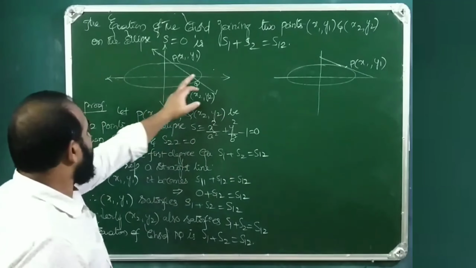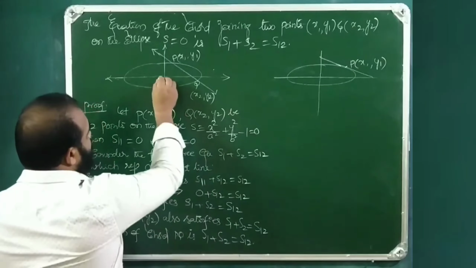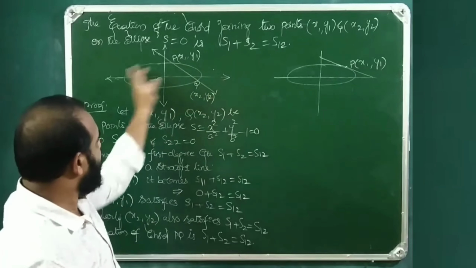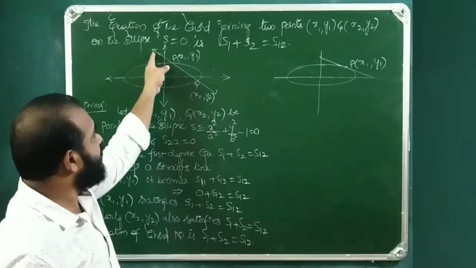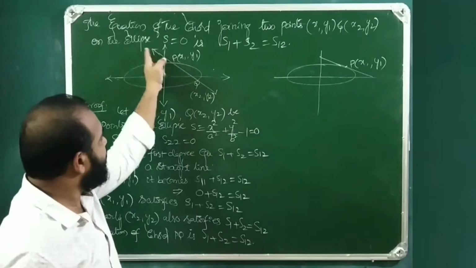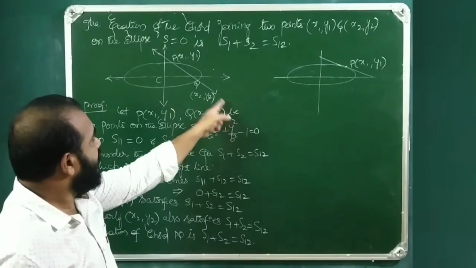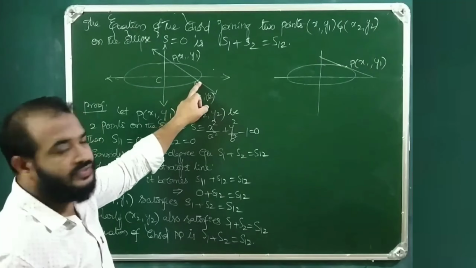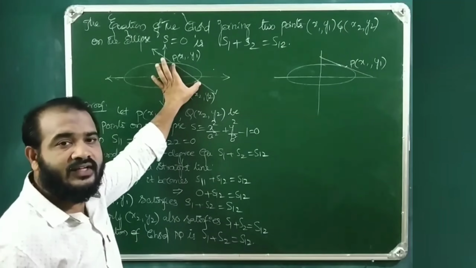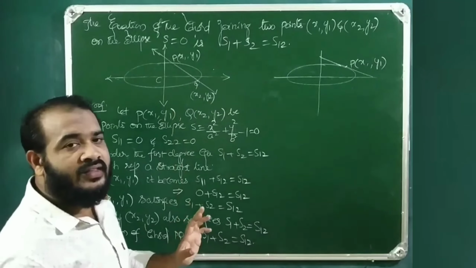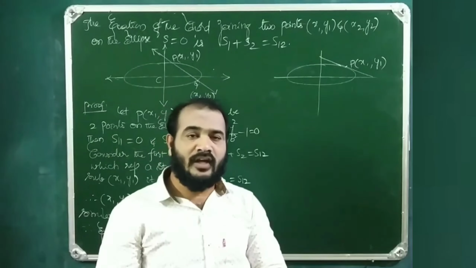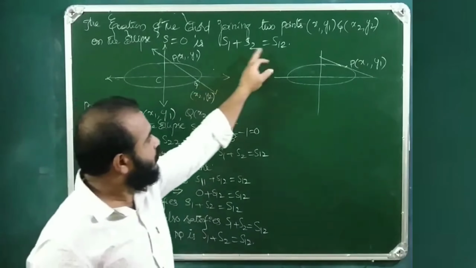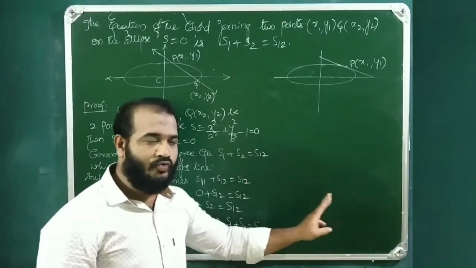So let us take the ellipse x square by a square plus y square by b square equals to 1. This ellipse, and this is the secant line. This secant line cuts the ellipse at P and Q. So what is this PQ? PQ is the chord. What is the chord? The line joining any 2 points of the ellipse is said to be the chord. So S1 plus S2 equals to S12 is what we need to prove.